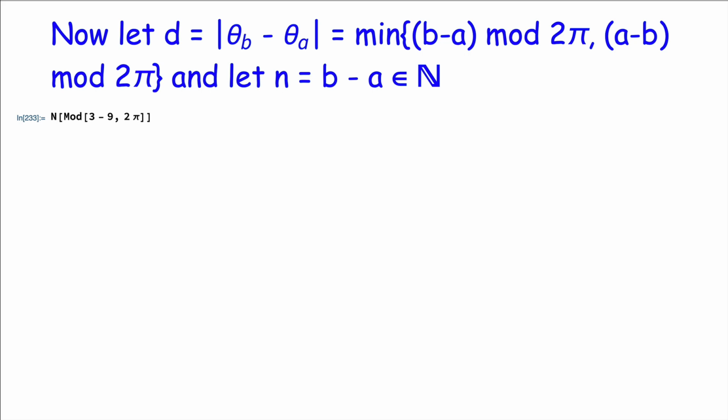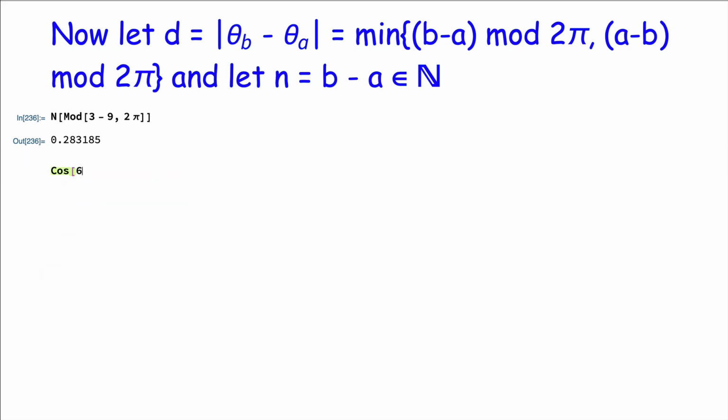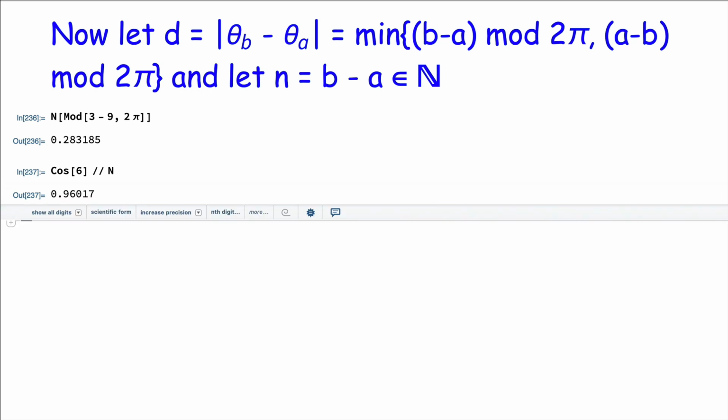The claim will be that cosine of n is within epsilon of 1. Just to illustrate, in the case where a equals 3 and b equals 9, the distance d between theta sub b and theta sub a will be 3 minus 9, or negative 6 mod 2 pi, which is about 0.283. And then you can check that cosine of b minus a, which is cosine of 6, is approximately 0.96017, within 0.1 of 1.